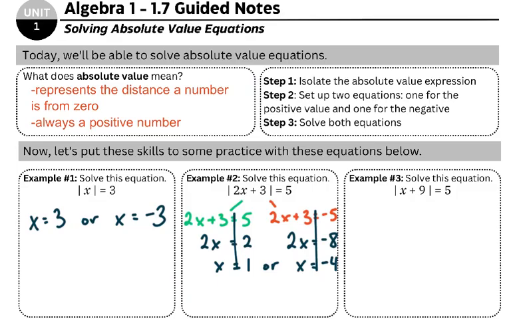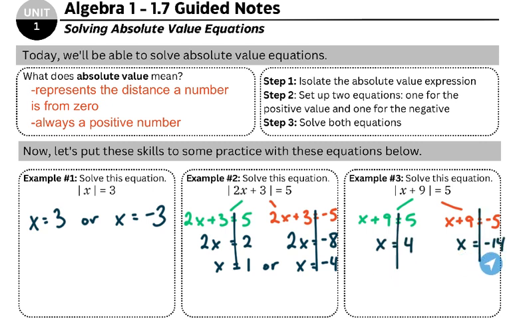Let's get back to example 3 and let's start it out. What would be my first step? Since the absolute value expression is already isolated, we move on and set up the two equations, one for the positive value and one for the negative. Next, you need to solve both equations. What are the solutions to these equations? You should get x equals 4 or x equals -14.